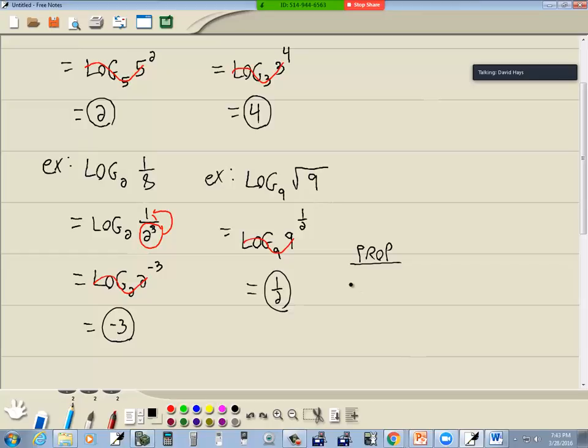Now the property says we got log base b of b to the p power. That's going to equal p. So again, this says if these numbers match, then log those numbers is going to cancel and just give us p.